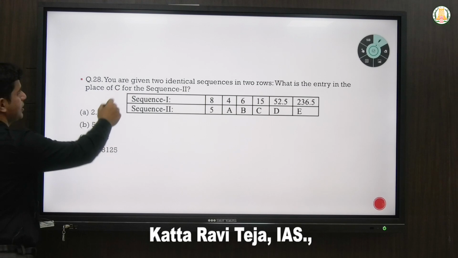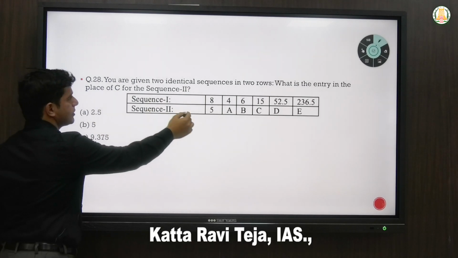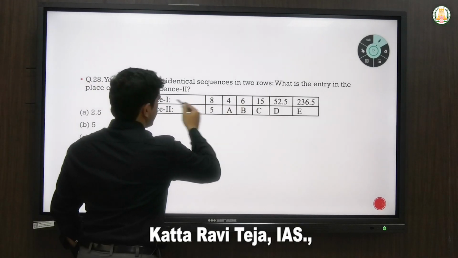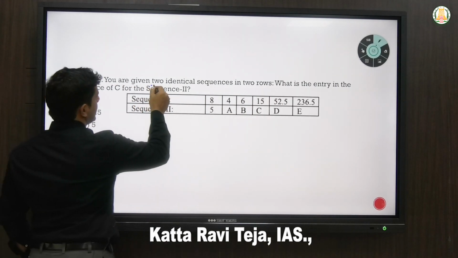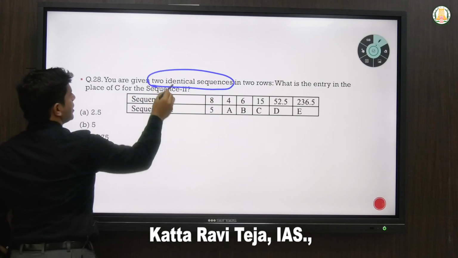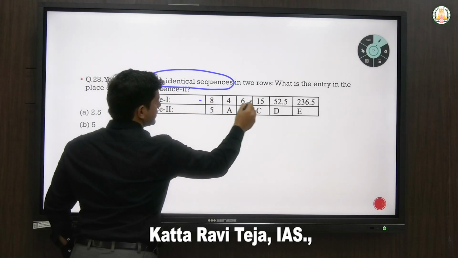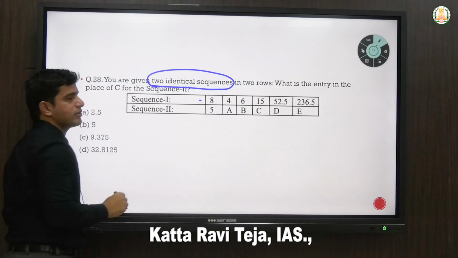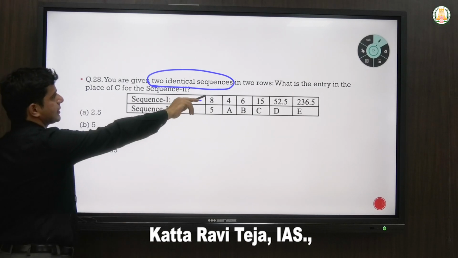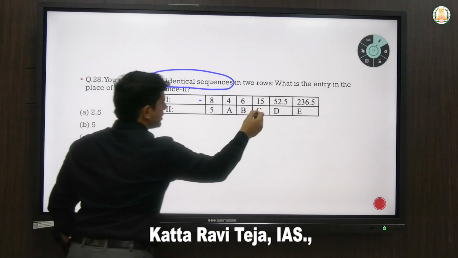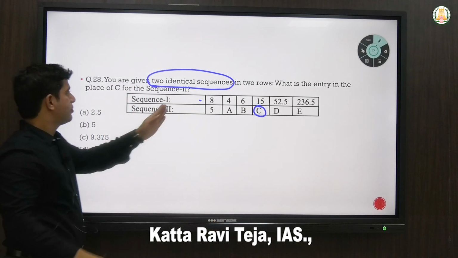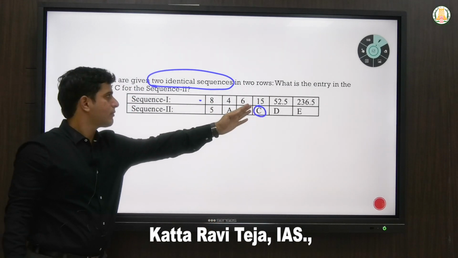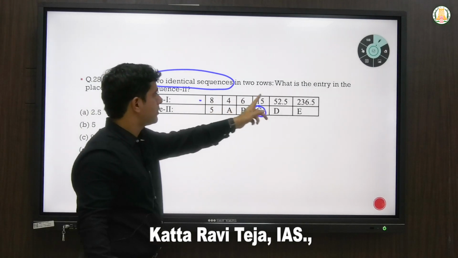So, this question gives two sequences. Sequence 1 follows a certain pattern, and he says these are identical sequences. That means whatever pattern sequence 1 is following, sequence 2 follows the same pattern. Now, what he is asking is the entry place of C, that is this particular thing. You will be able to find this out only when you know the pattern in sequence 1. So, let's try to find out the pattern.